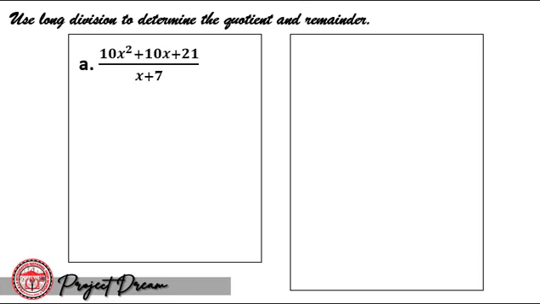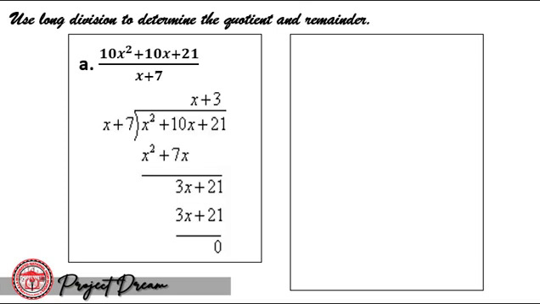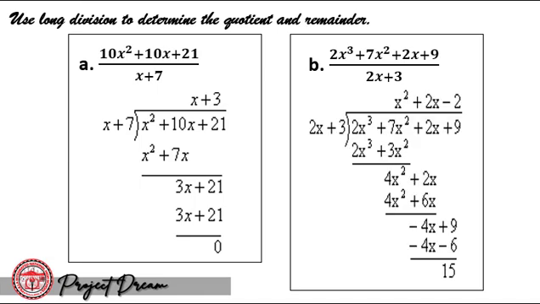For our first example, we have 10x squared plus 10x plus 21 divided by x plus 7. Our quotient is equal to x plus 3 and the remainder is equal to 0. For the second example here, we have 2x cubed plus 7x squared plus 2x plus 9 divided by 2x plus 3 is equal to x squared plus 2x minus 2, while the remainder is equal to 15.